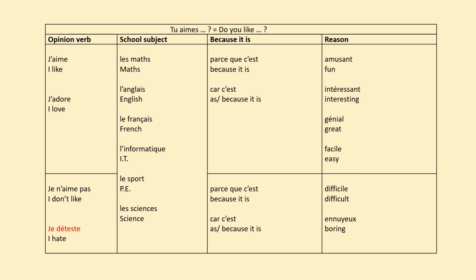Écoutez et répétez. Je déteste. And again, je déteste. Okay, it's not je déteste. You have to put your voice up on the E. Je déteste. An E accent's like an AY sound. So je déteste. One more time. Je déteste. Excellent.